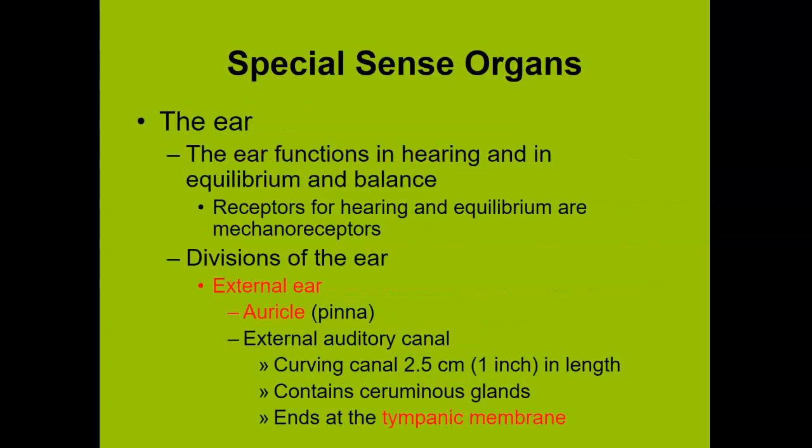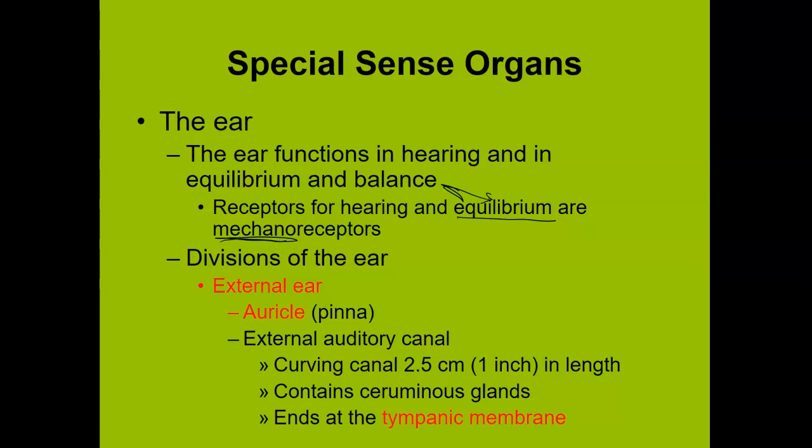So now let's go through the ear. Not go through the ear, but let's talk about hearing. The ear functions to do two things: allow us to hear and allow us to have balance. The receptors for hearing and equilibrium, which is the same thing as balance, are called mechanoreceptors. Mechanoreceptors are receptors that are mechanically activated.